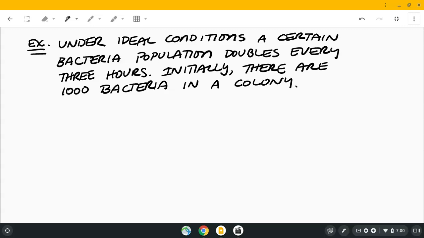Okay, so we're going to do several things with this situation. So the first thing we're going to do is find a model, like a function. Find a model for the bacteria population.